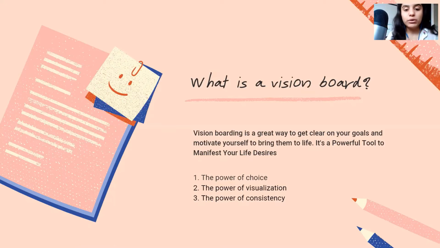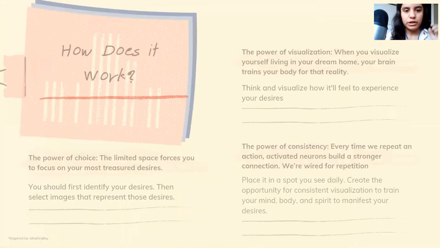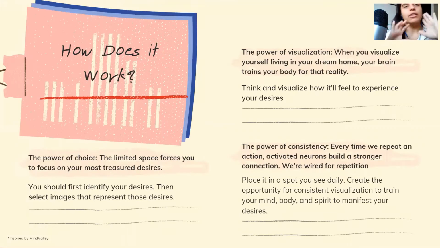Okay, and we do that by focusing on three things, which are the power of choice, the power of visualization, and the power of consistency. I'm going to explain a little bit over here. So the way a vision board works is by combining all of these things. Basically, on a vision board, you're going to put pictures and images and words and text that represent the life of your dreams. And you can do it either a year apart, or a couple of months apart, or for your lifetime, however you want it.